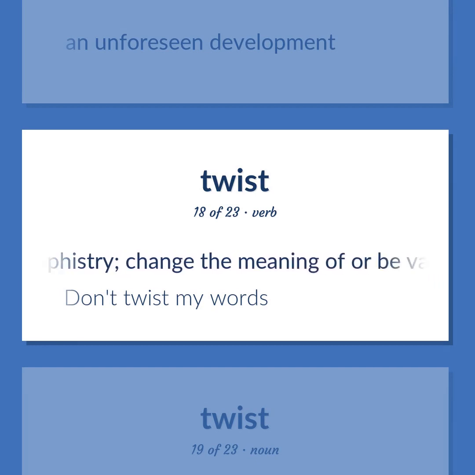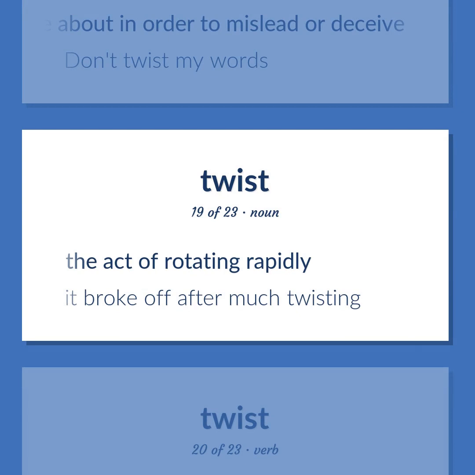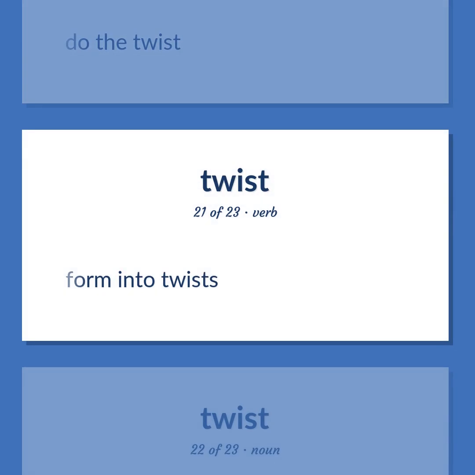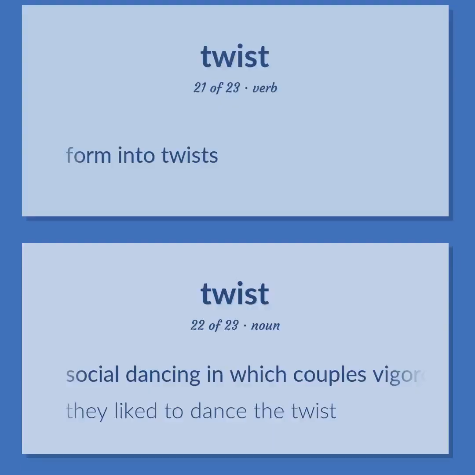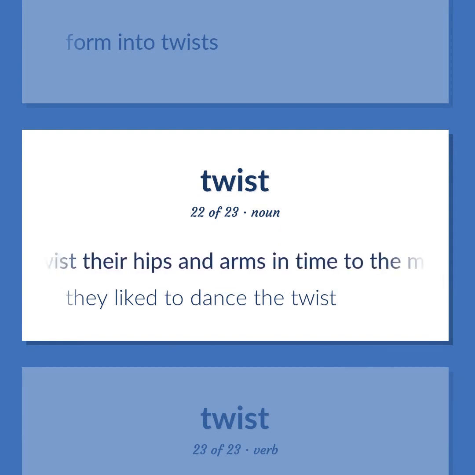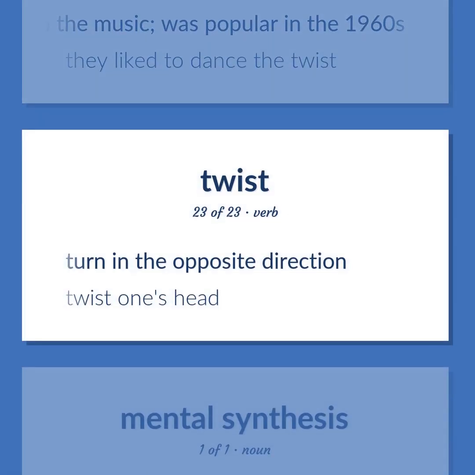Practice sophistry. Change the meaning of or be vague about in order to mislead or deceive. Don't twist my words. The act of rotating rapidly. It broke off after much twisting. Do the twist. Form into twists. Social dancing in which couples vigorously twist their hips and arms in time to the music, was popular in the 1960s. They liked to dance the twist. Turn in the opposite direction. Twist one's head.